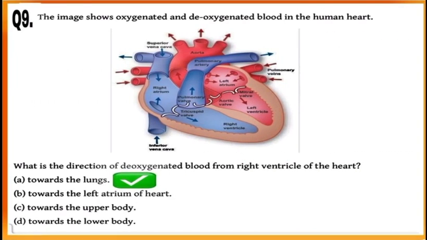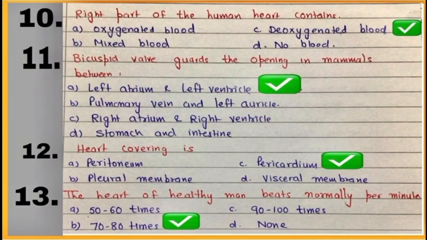Note in figure that deoxygenated blood from right ventricle of heart moves towards lungs through pulmonary artery. Also note that right part of heart has deoxygenated blood and left part of the heart has oxygenated blood.